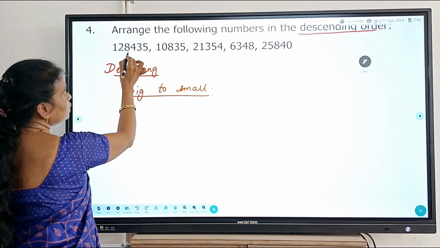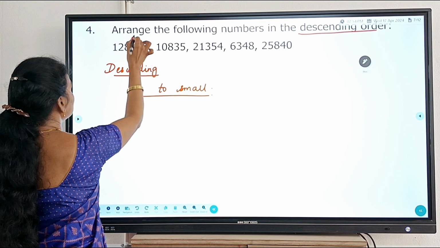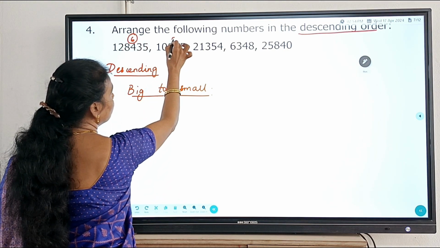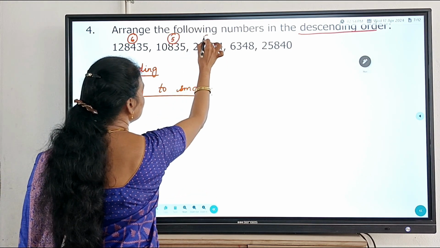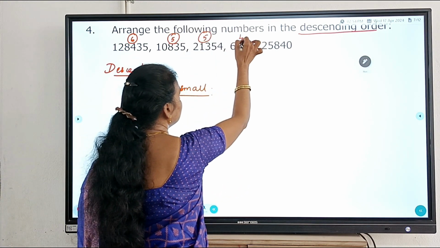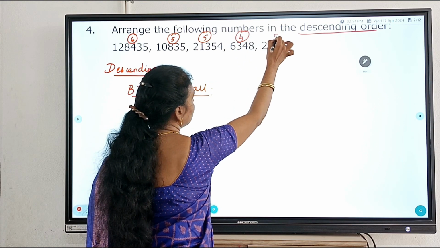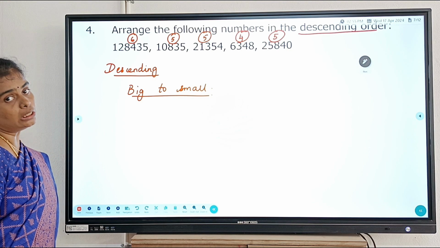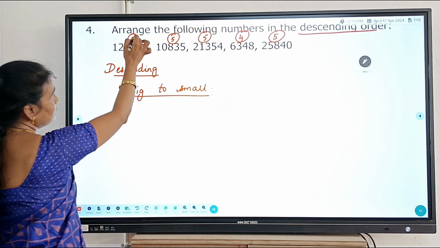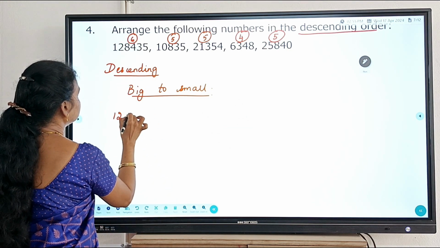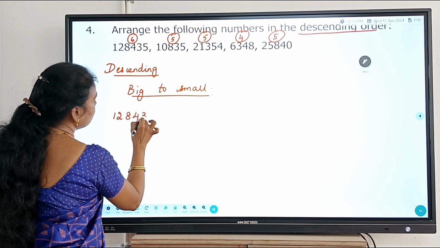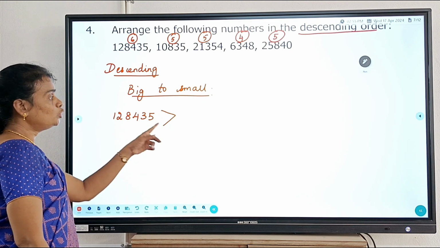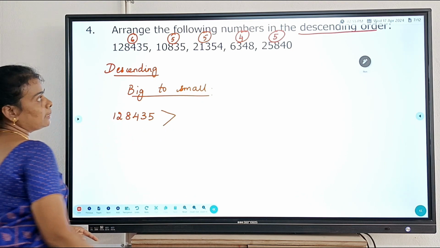So 1, 2, 3, 4, 5, 6. This number consists of 6 digits. 1, 2, 3, 4, 5. And here also it is 5. And here it is 4. And the last one again 5. So descending order means biggest number to the smallest number. So the biggest number is the one that consists of 6 digits. So 1, 2, 8, 4, 3, 5. This is the biggest one. So the wider mouth should be pointed towards the biggest number.